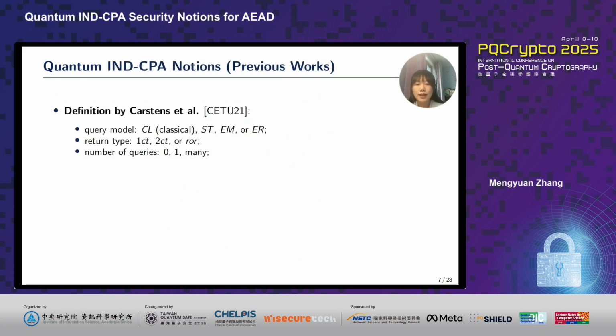Carstens et al. conducted the most comprehensive study so far on quantum CPA notions and the relationships between them. Specifically, they consider combinations of the following three options: the query model, return type, and the number of queries. For the query model, the adversary is allowed to make classical queries, standard queries, embedding queries, or erasing queries to the challenger. For the return type, it follows the classical setting, that is, including one ciphertext, two ciphertexts, or real-or-random. And the number of queries could be 0 or 1 or many.